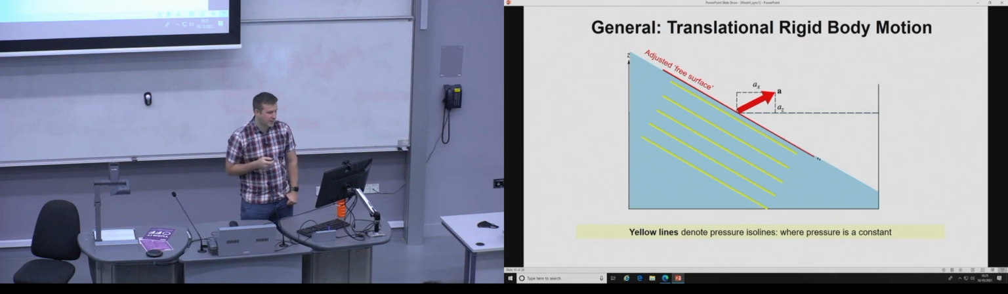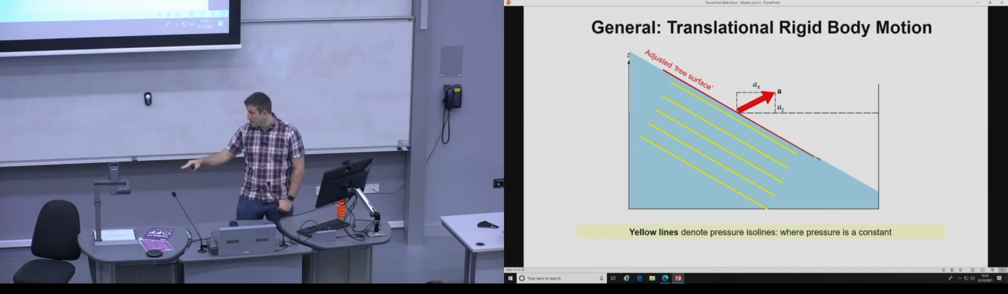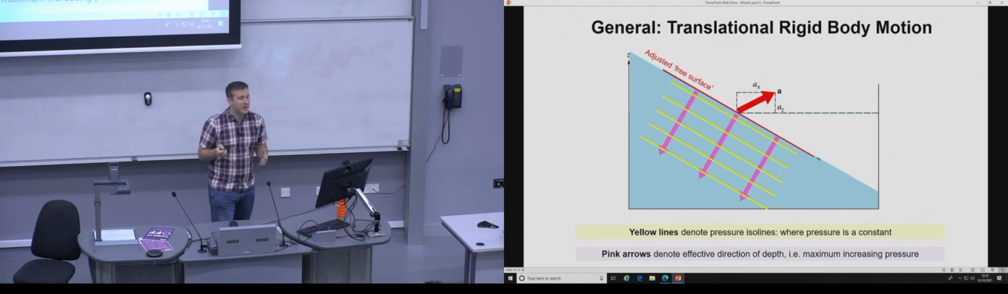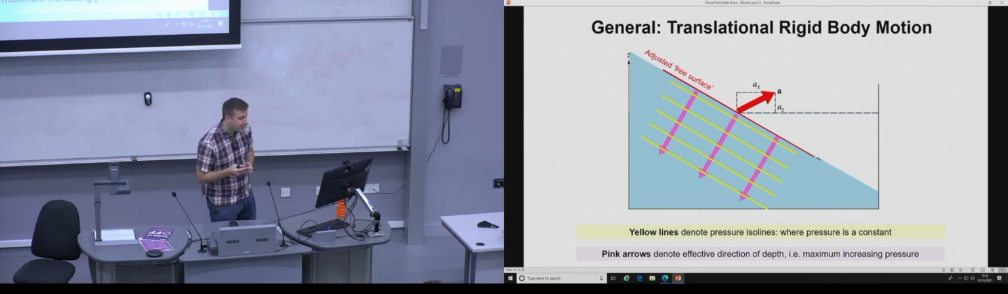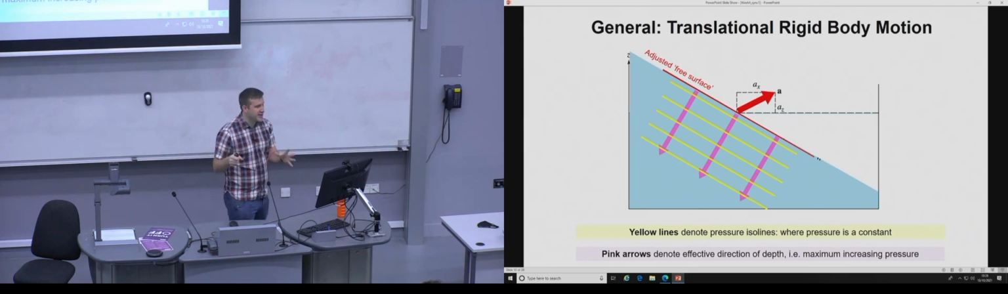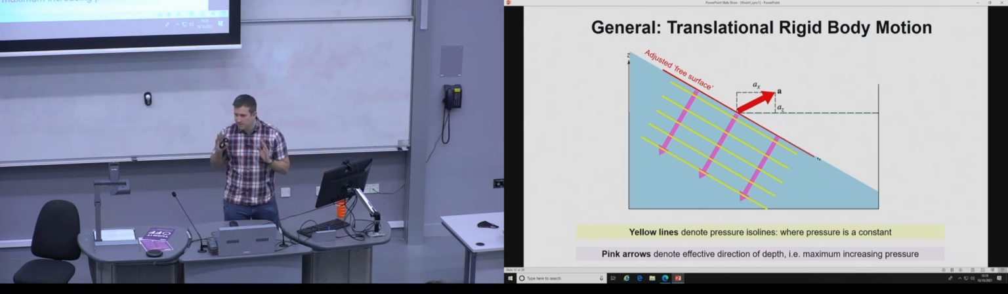The yellow lines are what's called iso lines, isobars. They denote parts of the flow that have constant pressure. So the free surface has the same pressure, it's atmospheric. Each one of these lines has a progressively higher pressure as you go deeper. The pink arrows denote the direction of maximum increasing pressure. Because it's a linear acceleration, all of those lines are parallel. That's, if you like, our new situation. Once it's reached that state, we can apply the hydrostatics exactly the same way that we've done in the past.